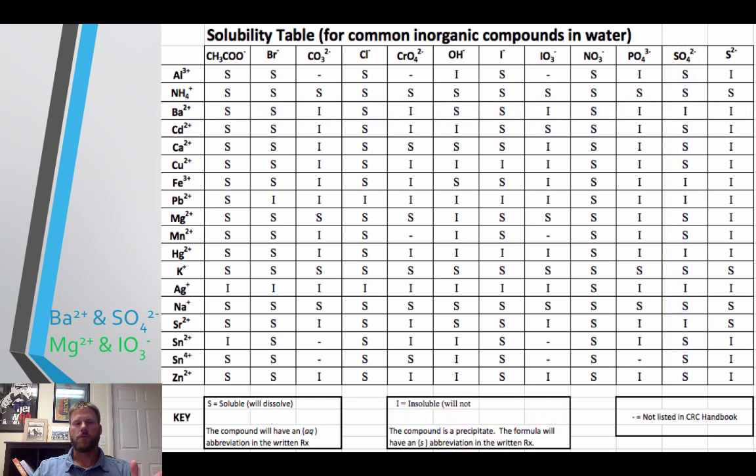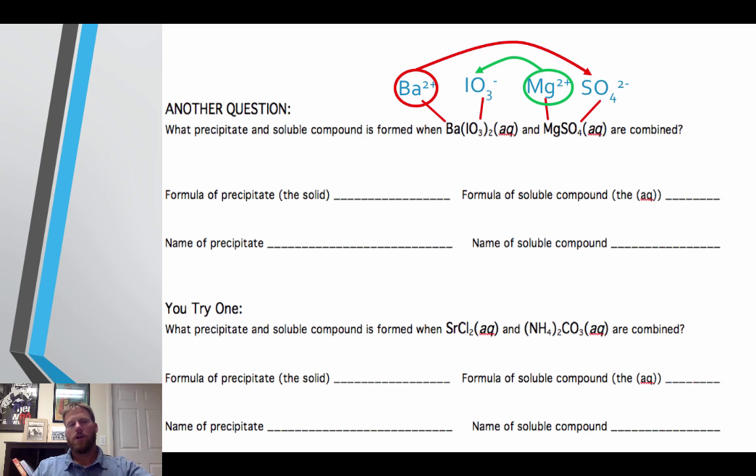Just to double check, let's look for magnesium and iodate. So magnesium's row is right here. Then we go down the iodate column and we see there's an S in that box, which means magnesium iodate will be soluble. It will still be aqueous in solution. So when we go back to our question now, the formula of the precipitate, well, you're going to have Ba2 plus and SO4 2 minus. How would these ions form a neutral compound? Well, you'd need one of each of those ions to be a neutral compound. So the formula is BaSO4.